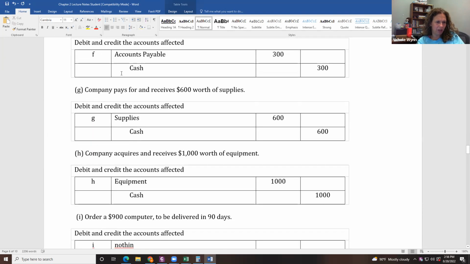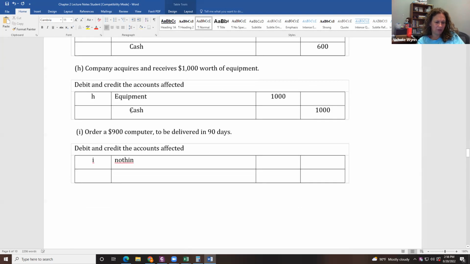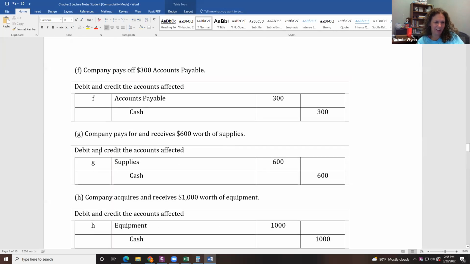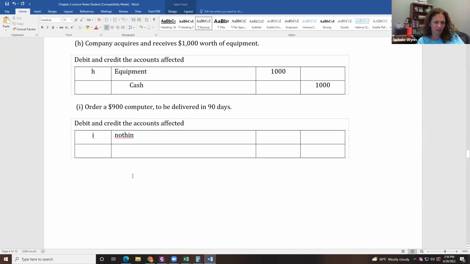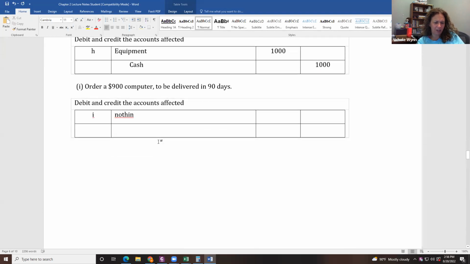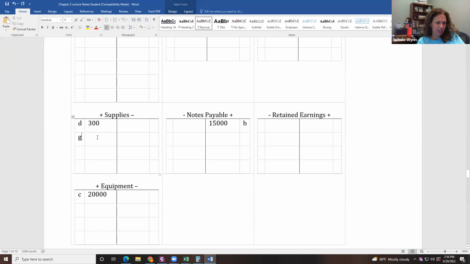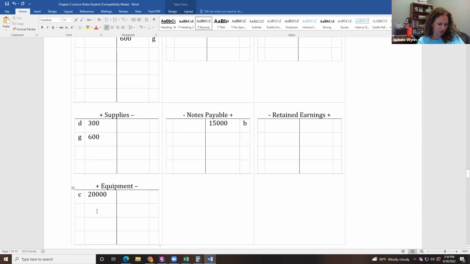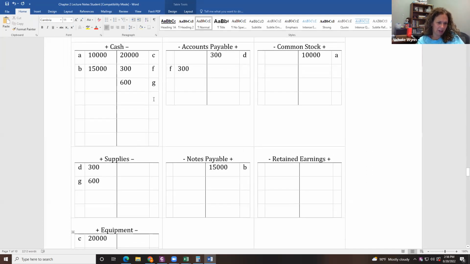I just checked. Debited accounts payable, credited cash. I'll make sure I get it right. Debited accounts payable, credited cash. Letter G, debit supplies, credit cash. Letter G is for 600. So letter G, 600. Letter H is 1,000.